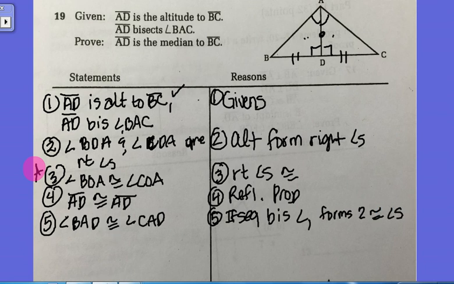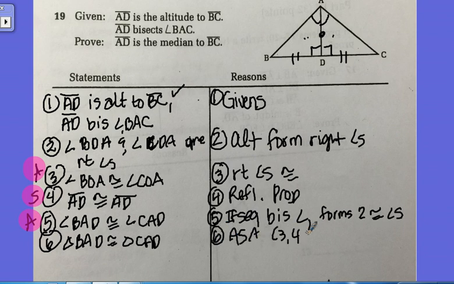Alright, so that gives us angle, side, angle. So there are our 3 things. Now we can state that these triangles are congruent. So triangle BAD is congruent to triangle CAD through angle, side, angle, 3, 4, 5. And then we're trying to state that this is the median, so let's use CPCTC. Now we can say BD is congruent to CD through CPCTC.